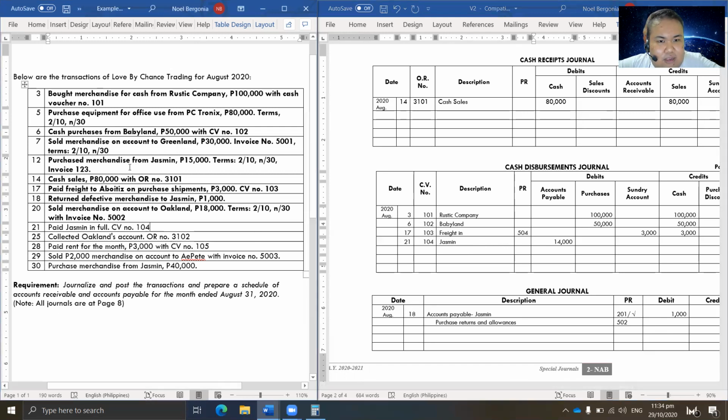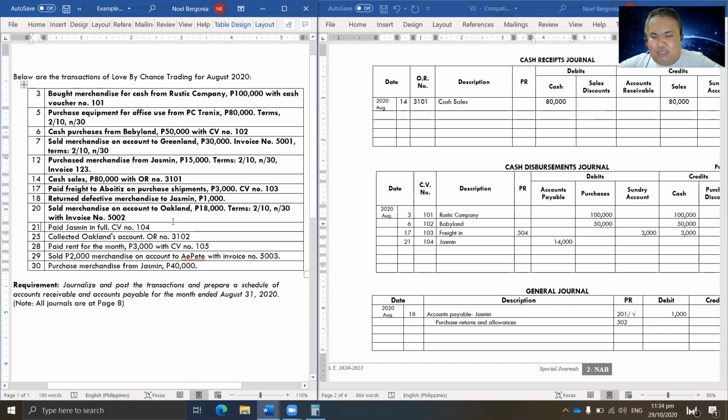Okay. Napansin ba ninyo kanina that we have credit terms kay Jasmine ng 2 over 10? Okay, ayan sa number 12, di ba? 2/10. So, since nakapagbayad siya ng 21, ano ibig sabihin nun? Pasok ba siya sa 10 days? Yes, no? Pasok po siya kasi 12, 13, 14, 15, 16, 17, 18, 19, 20, 21. 9 days, no? Nakapagbayad na si company kay Jasmine, so we could be able to avail our purchase discount. So debit accounts payable, 14,000.